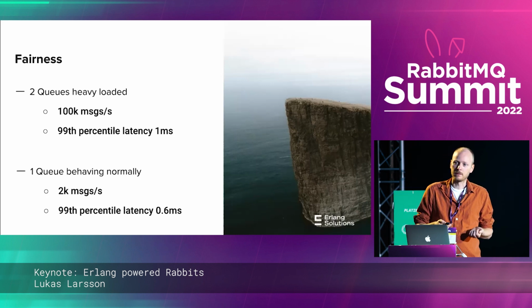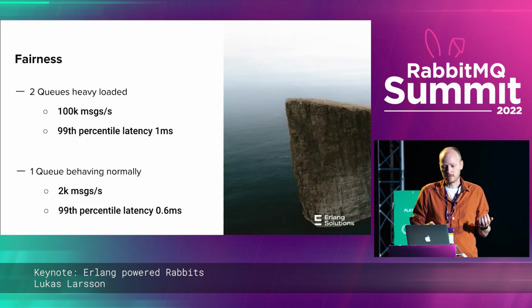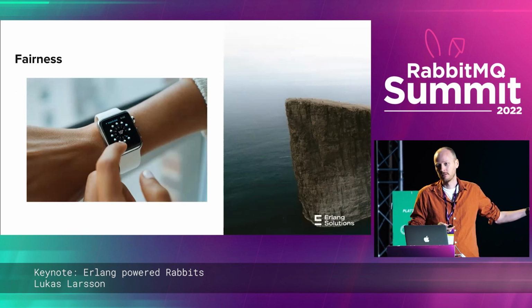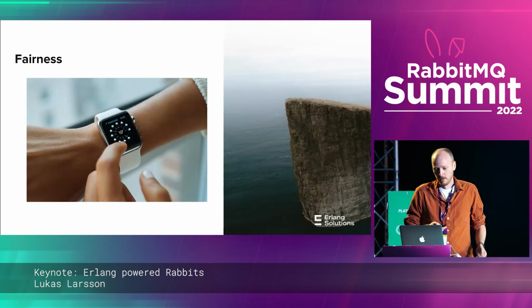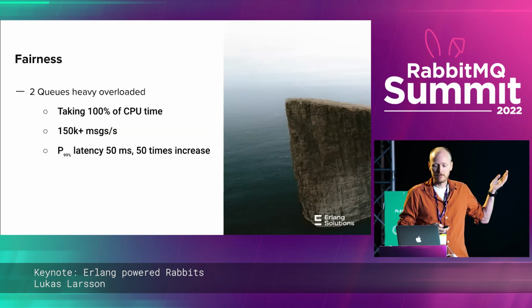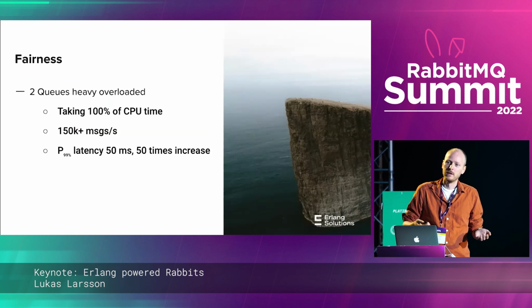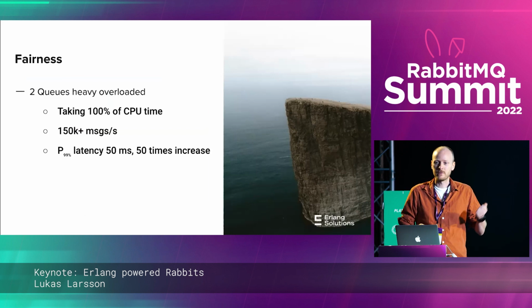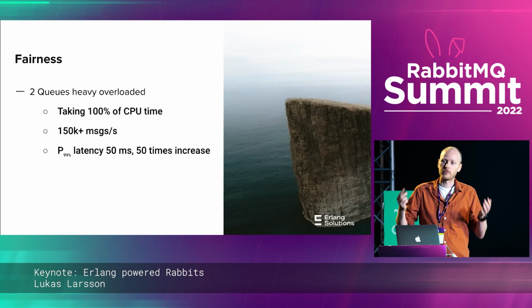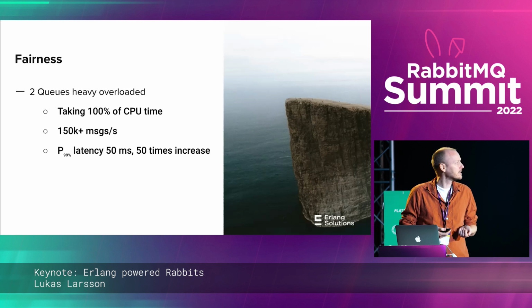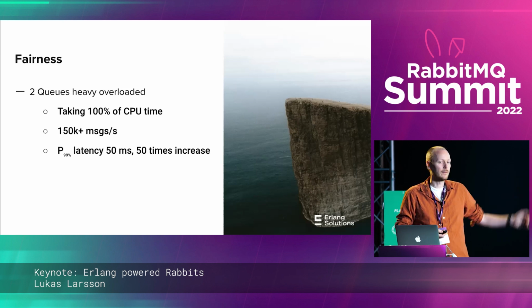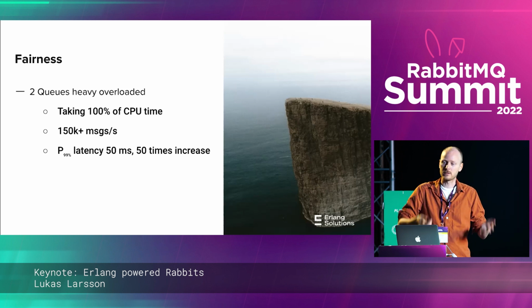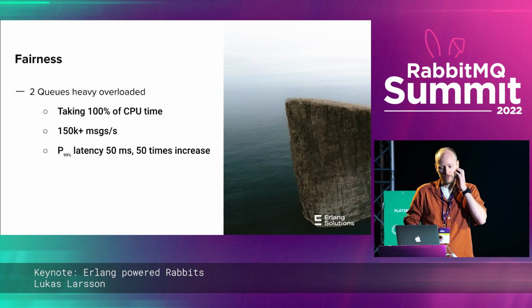But then something happened. Somebody in the world releases a new gadget, and your system spikes. One of the 2 queues becomes very heavily loaded. So you have a system running at 100% CPU. You get something like 150,000 messages per second pumping through the system. It's going on its knees trying to serve this. You get a latency of 50 milliseconds on all of these requests. It could spike a lot higher depending on the system.